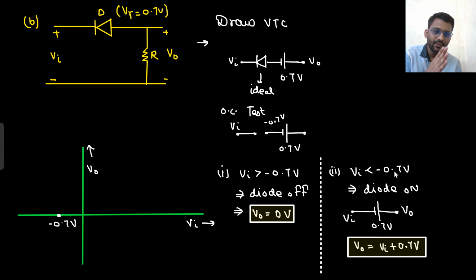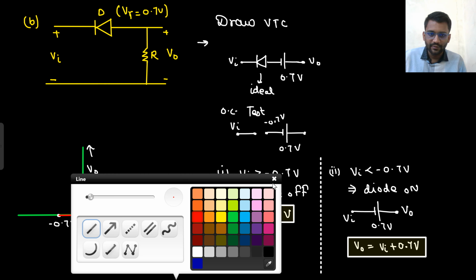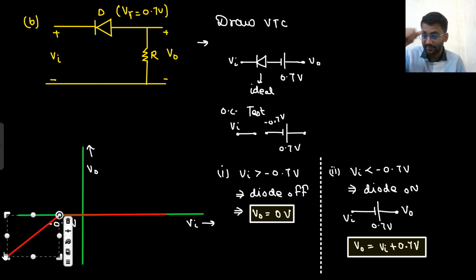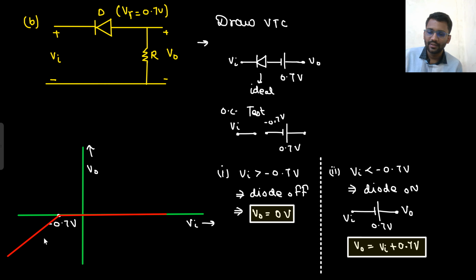For values greater than minus 0.7 volt, your V naught is 0 volt. And for values less than this, your V naught is V in plus 0.7 volt. The slope is positive. So the graph will go something like this. The slope will be 1.